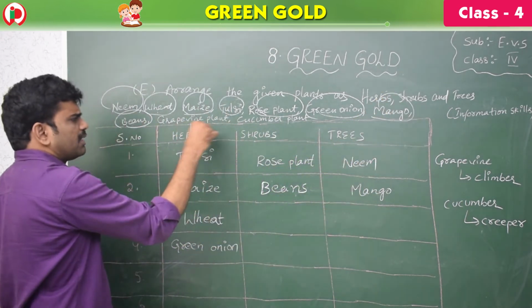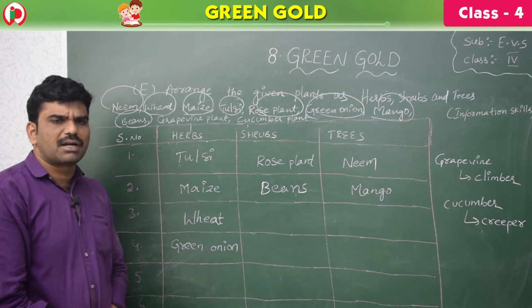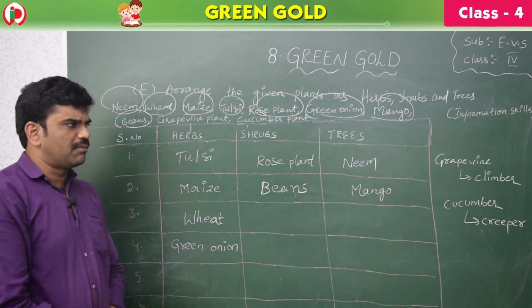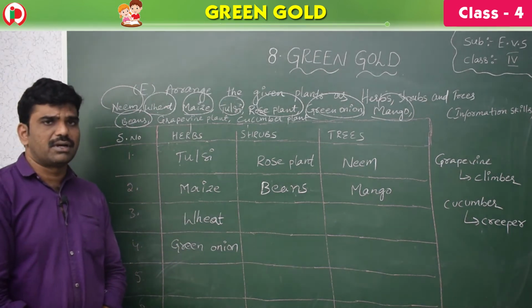So what are the left out? Grapevine and cucumber. Grapevine come under climber and cucumber comes under creeper. Why? Because they have weak stems. They can't stand erect. Okay.